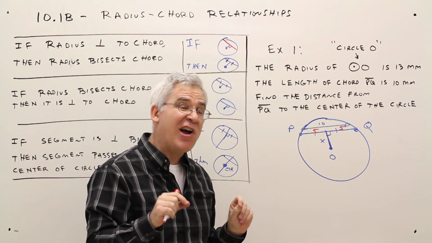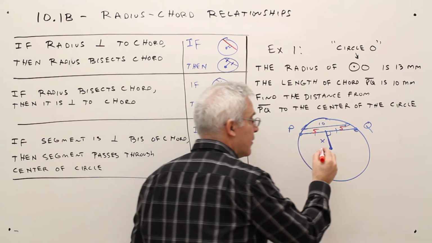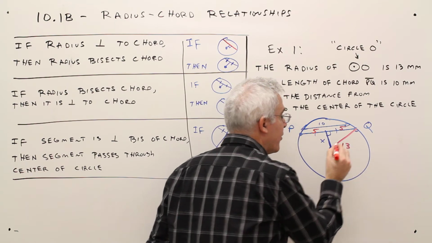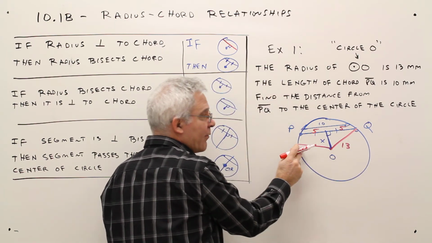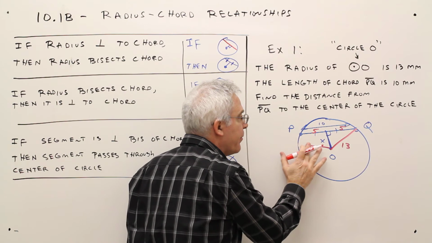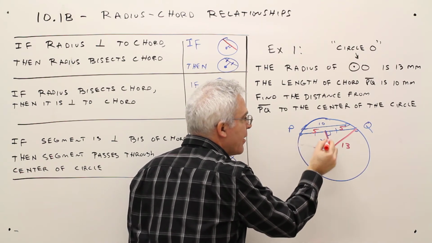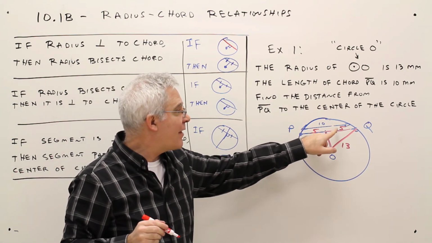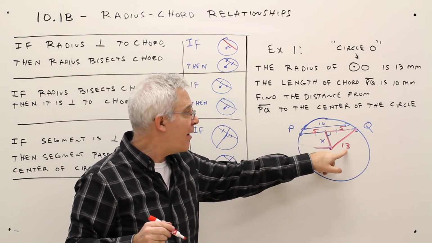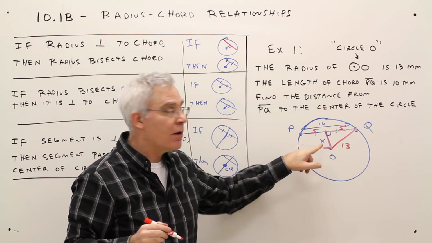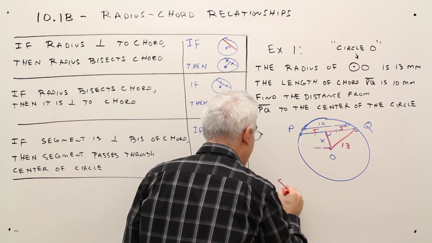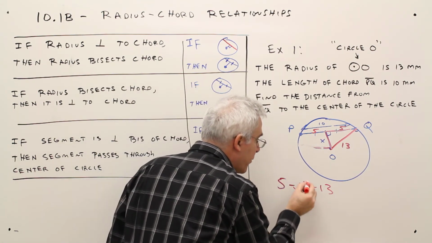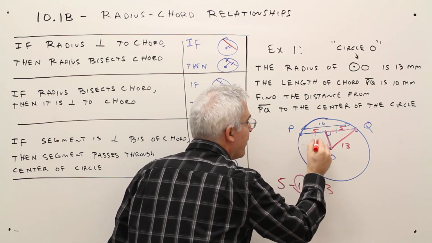Oh, maybe we should draw an auxiliary line. That is the radius, and that's 13. Of course, I could have drawn a radius over there, but that would not have helped me in the problem. I now have a right triangle. I've got a leg of 5, a hypotenuse of 13, and I'm trying to find that. Oh, I'm thinking of the 5, 12, 13 right triangle, so this must be 12.